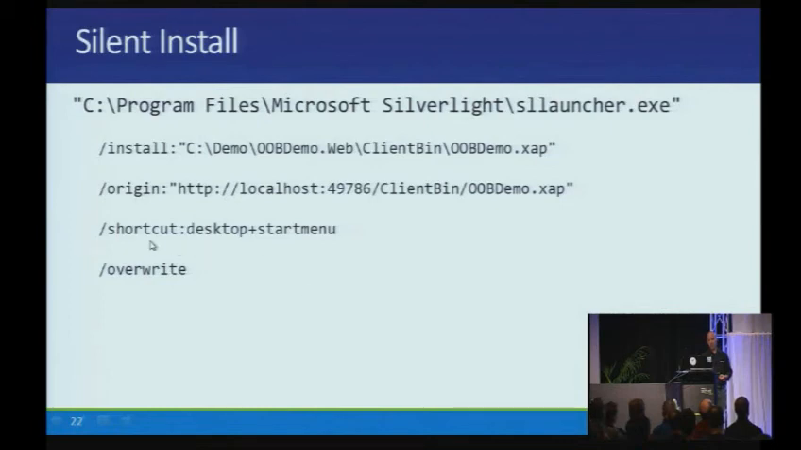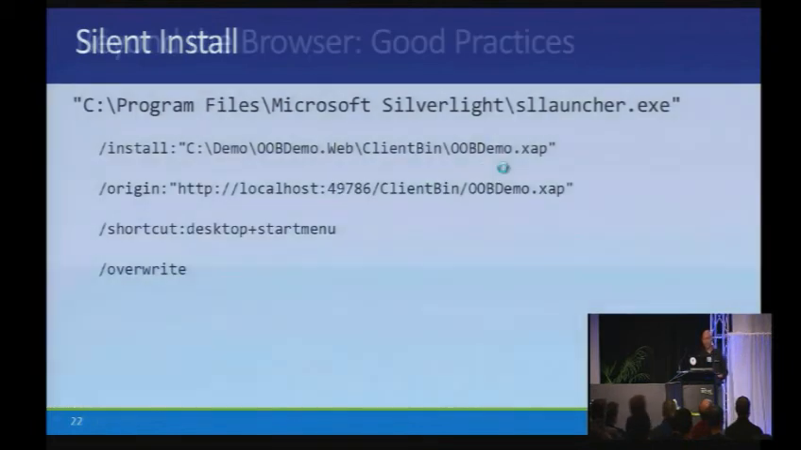Third option here is setting the shortcut and telling it, do you want to put it on the desktop, the start menu, or both? I always recommend both by installations so the user can find the application. And then overwrite says if it's already there, please overwrite whatever existing versions are on the machine. So a little bit of just put it on there. Don't worry if it's the old version. Pretty simple options. There's some others you can look at if you look up silent install or slauncher.exe. Pretty easy to do.